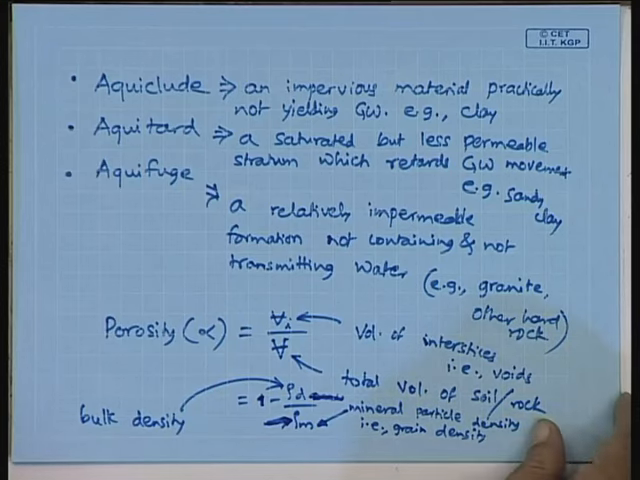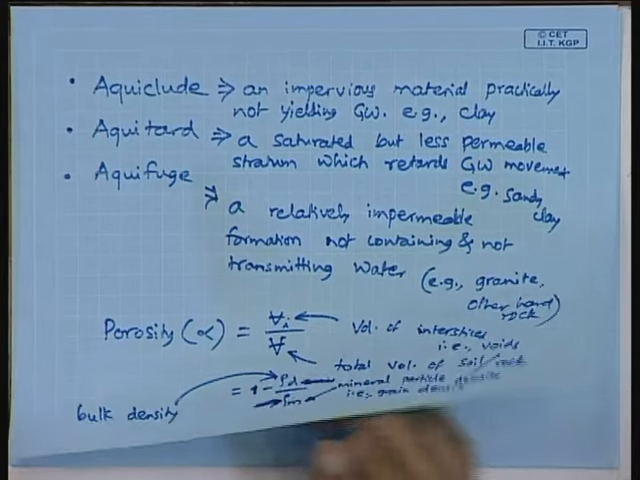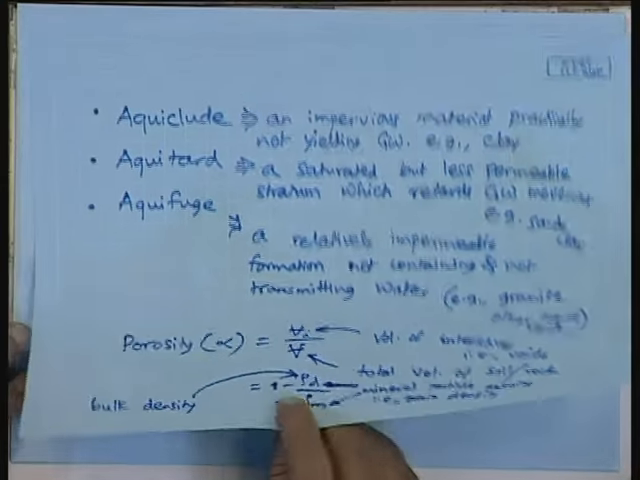And depending upon whether these void spaces are primary or secondary, we can also define primary porosity and secondary porosity. Now, let us come to the groundwater column.